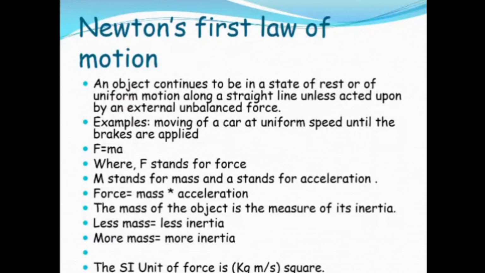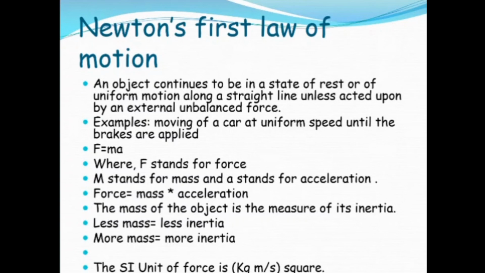Now let's learn about Newton's first law of motion. An object continues to be in a state of rest or of uniform motion along a straight line unless it is acted upon by an external unbalanced force. If an object is at rest, it will continue to be at rest, and if an object is in uniform motion, it will continue to be in uniform motion until an external unbalanced force acts on it. Why should an external unbalanced force act on it? Because only unbalanced forces can cause movement, and balanced forces will make the object stay in the state of rest.